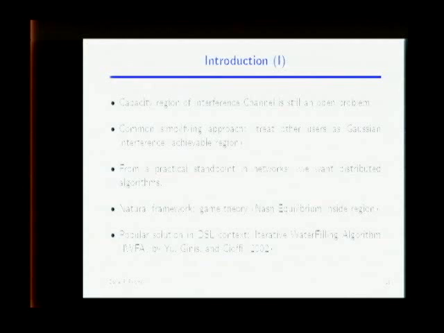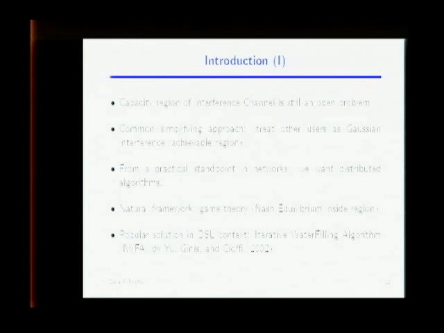What do I mean by that? Well, each user will treat the other users as Gaussian interference, instead of trying to do some multi-user detection. So this gives us an achievable region. Okay, this is a common assumption. Additionally, in these interference channels, like ad hoc channels, we want to obtain distributed algorithms. So we don't want some centralized computation or anything.